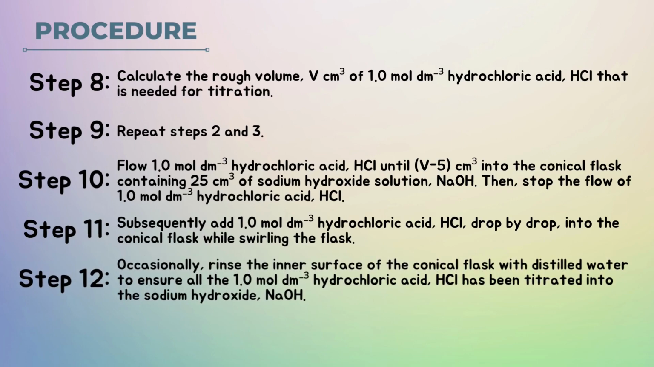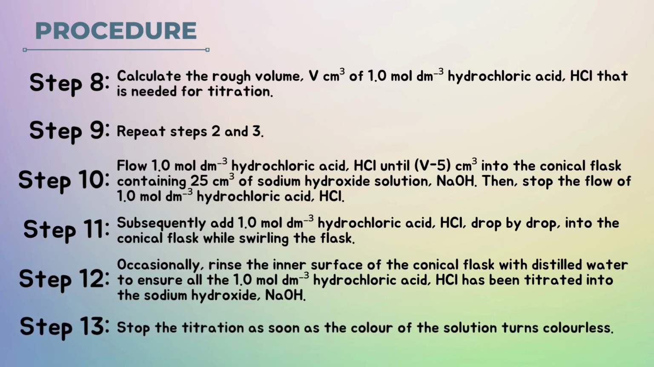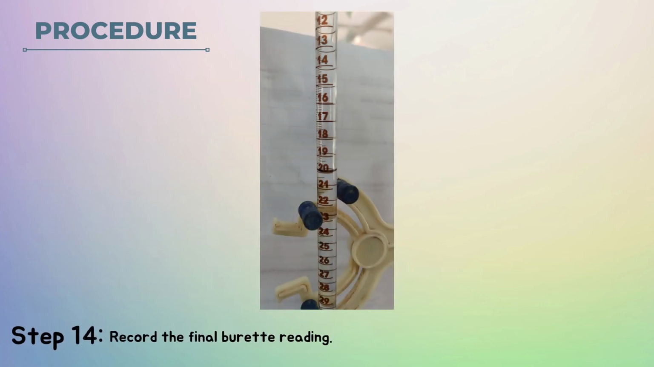Step 12. Occasionally, rinse the inner surface of the conical flask with distilled water to ensure all the 1 mol/dm³ hydrochloric acid, HCl, has been titrated into the sodium hydroxide solution, NaOH. Step 13. Stop the titration as soon as the color of the solution turns colorless. And finally, step 14. Record the final burette reading.